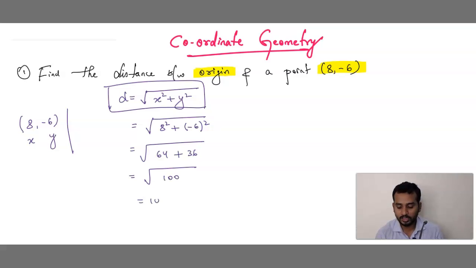What is root of 100? 10. So it's nothing but 10 units. This is our final answer.